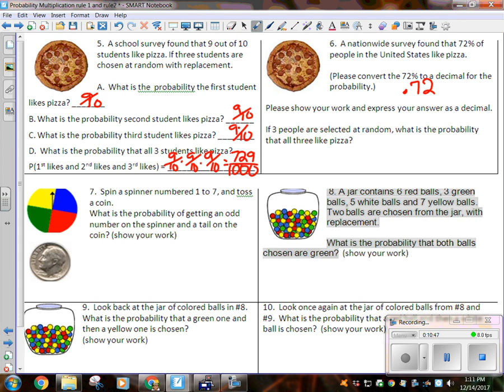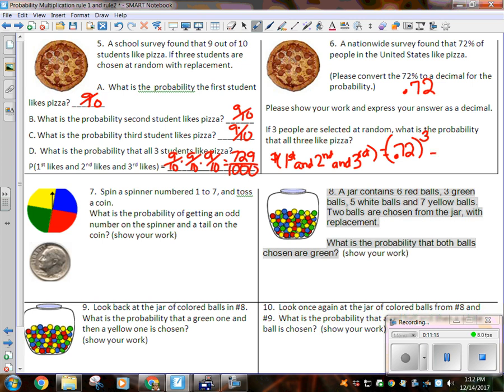So it's all 3 people. So it'd be like the probability of the first person likes pizza, and then the second person, and then what? The third person. And every time we do an and, we have to do a times. So it'd be like, well, the first person has a 0.72 chance, right? It is. You can do 72 over 100, but then you have to cube it. It would be 0.72 times for the first one times 0.72 times 0.72.